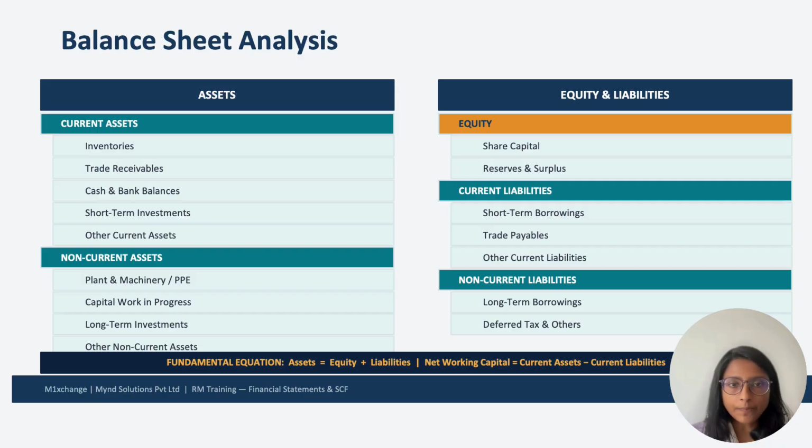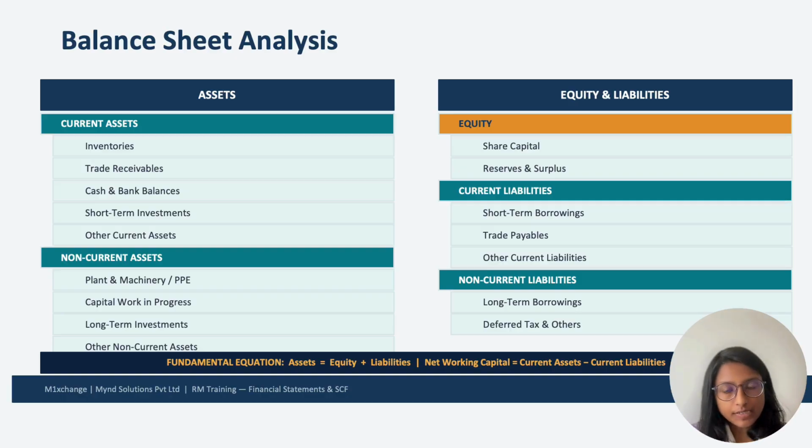Okay, so on the equity and liability side, there are two components. One is your equity, which is your share capital plus reserves and surplus. Whatever investors are putting in, whatever the promoters are putting in, will come under your equity. Then whatever profit you're generating and putting back into the business will come under your reserves and surplus, right?